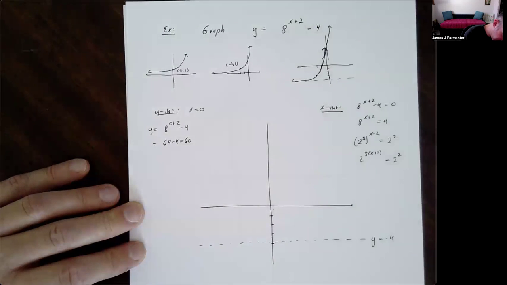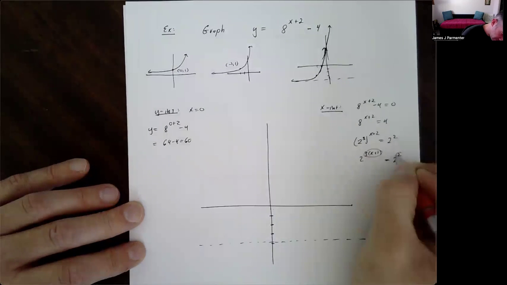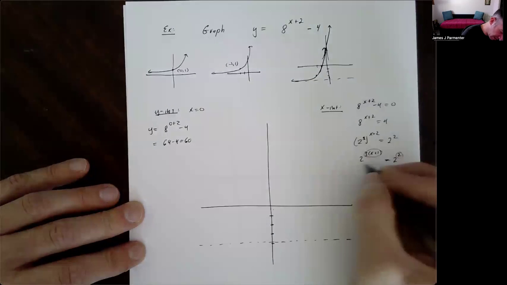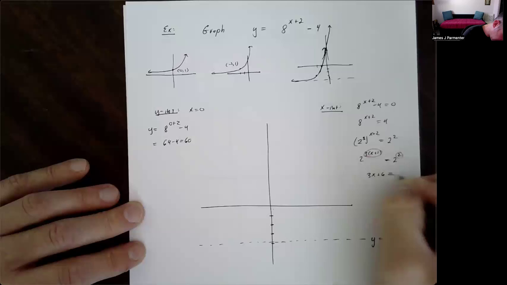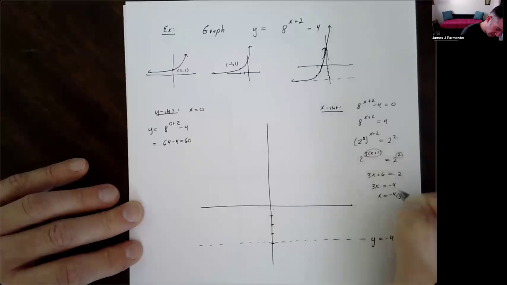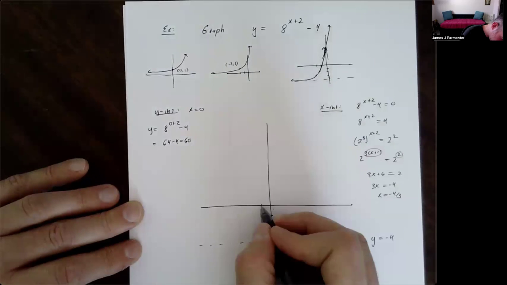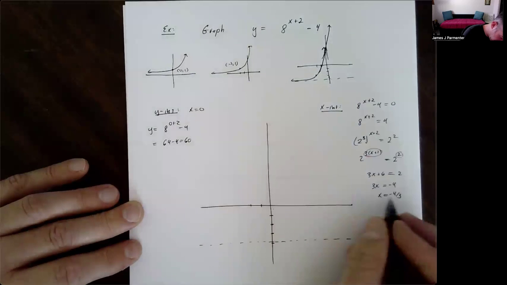The powers have to equal each other. So since the bases are the same, 3 times x plus 2 is 3x plus 6, equal to 2. Subtract 6, 3x equals negative 4. X equals negative 4 thirds. So my x-intercept should be a little bit more negative than negative 1, right about there.